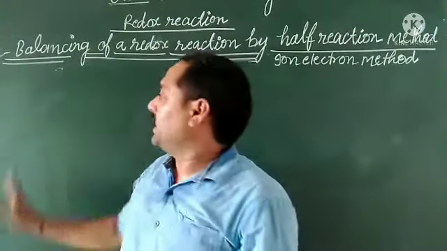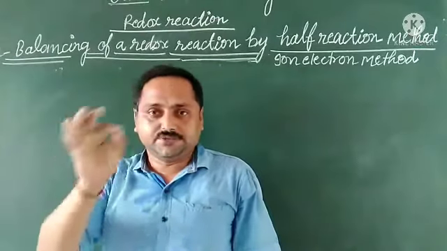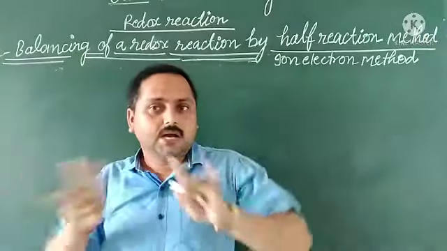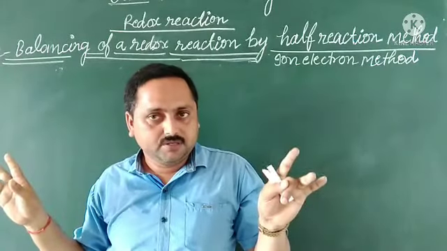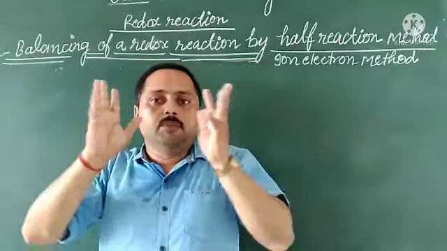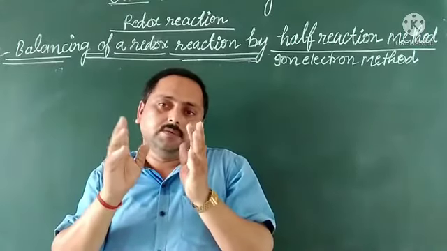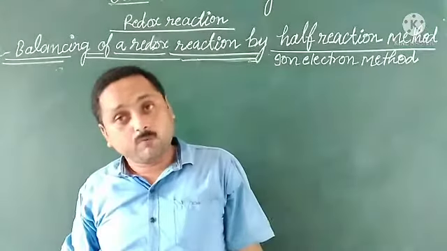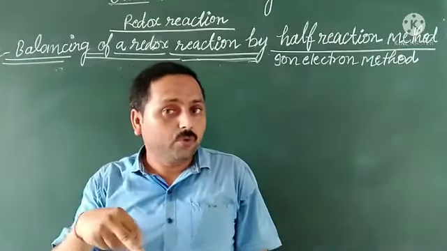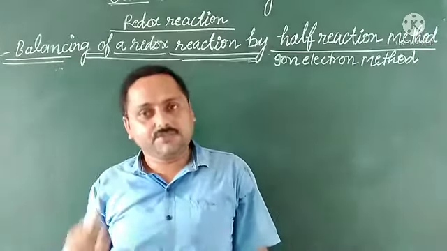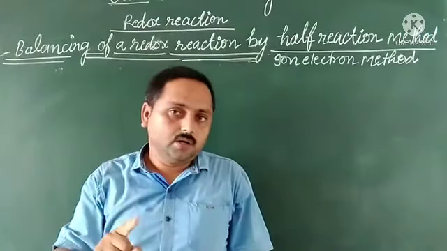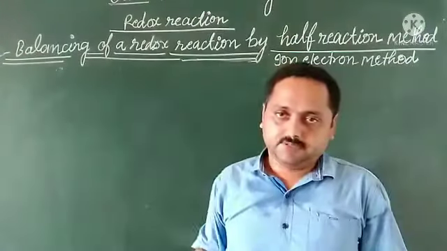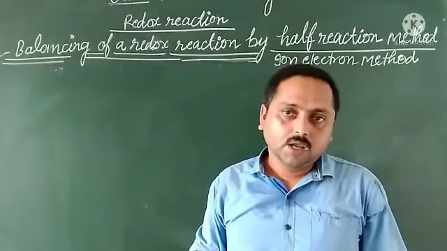Here, just listen. In this method, we get two half reactions, and each half reaction will be balanced and then added, and we will get the balanced equation. So for the half reaction method, what are the steps that we have to follow? First, in a given equation, find out the half reactions.